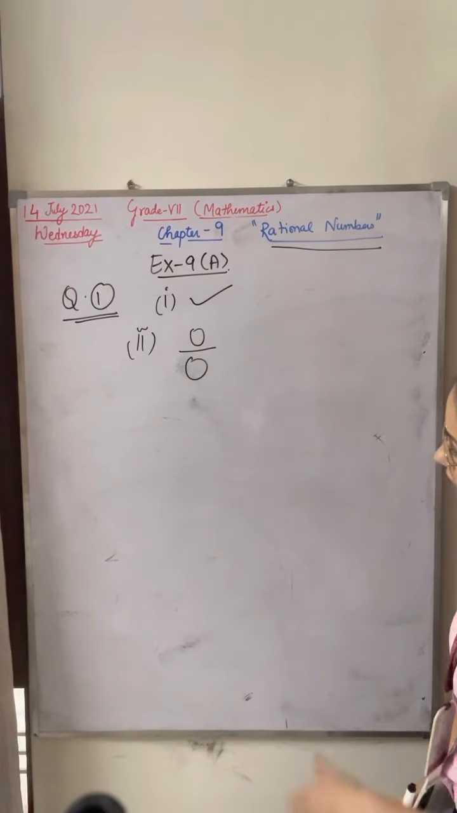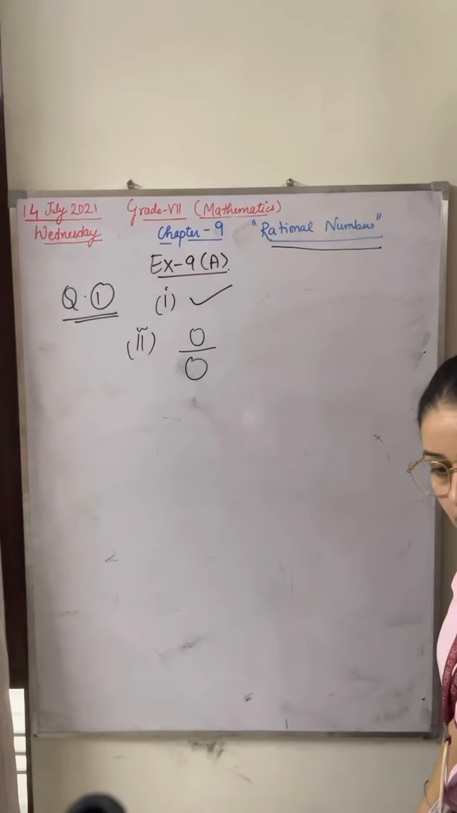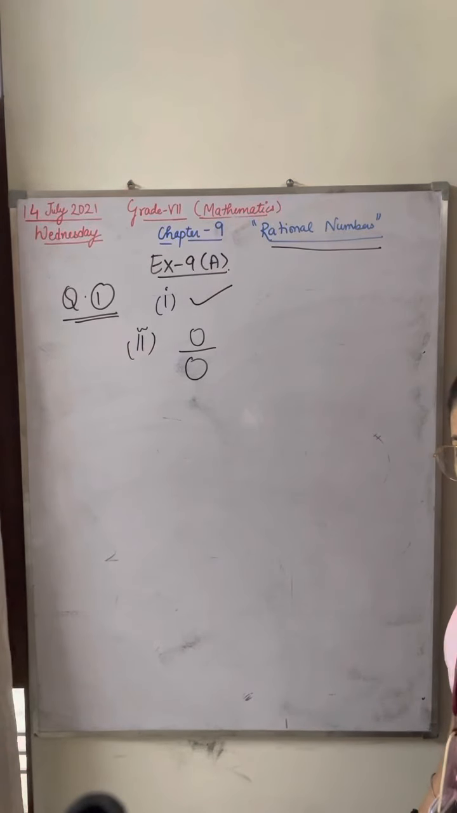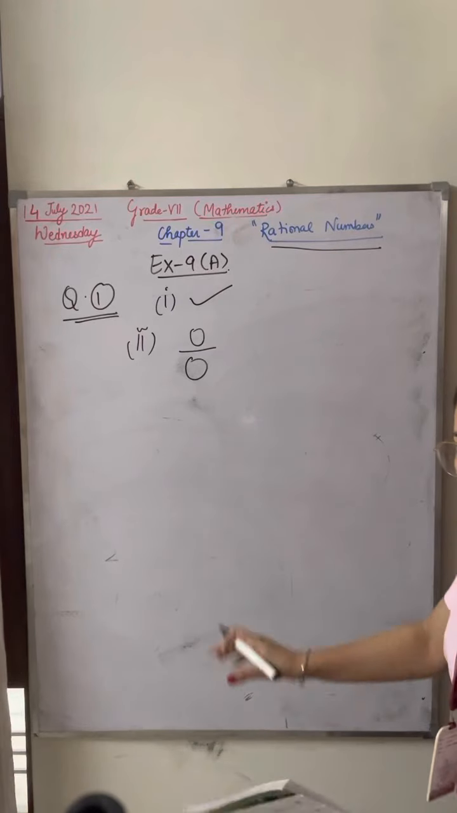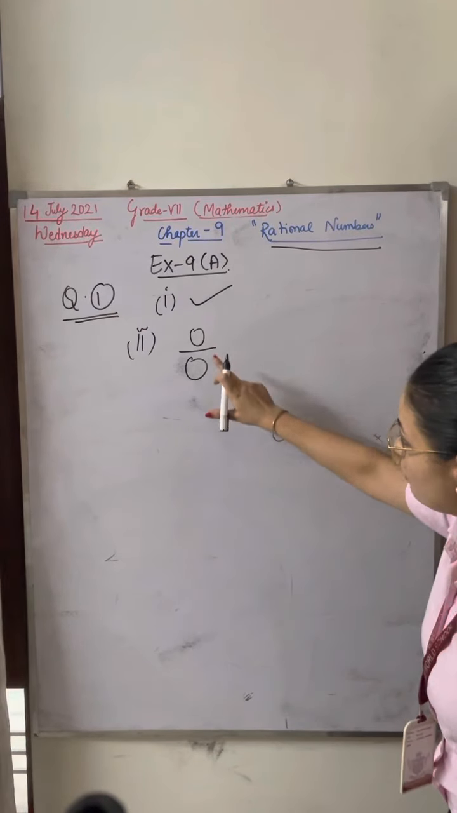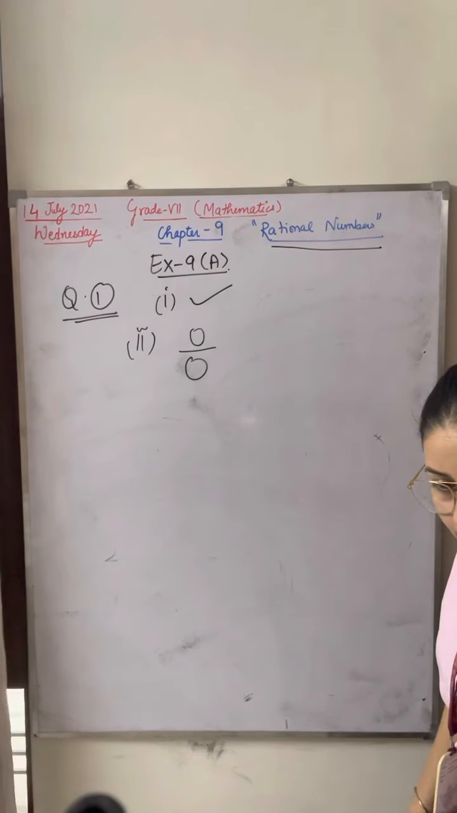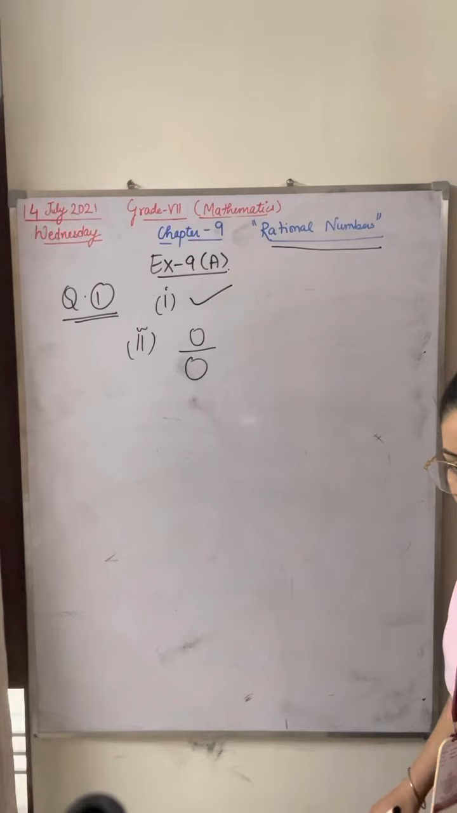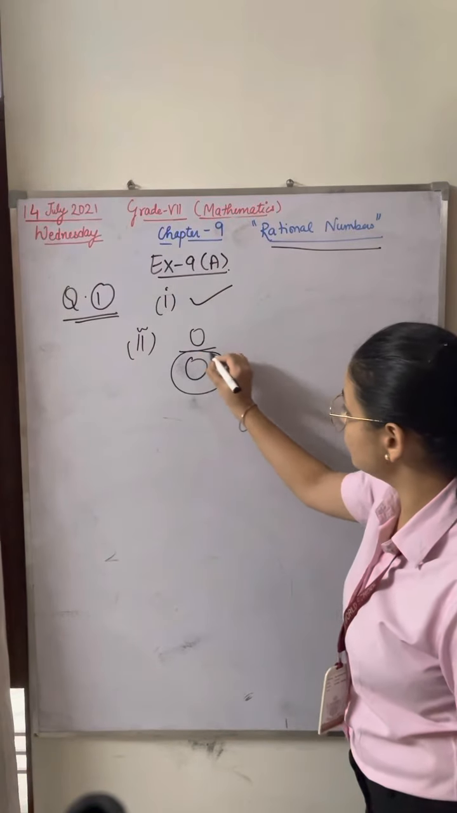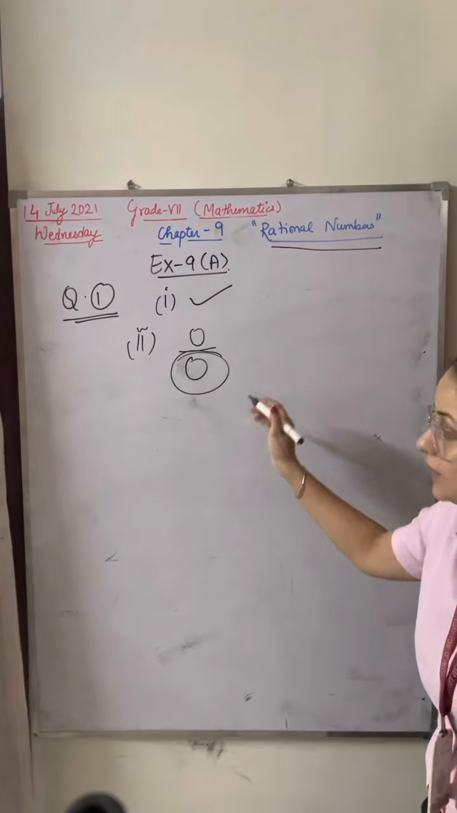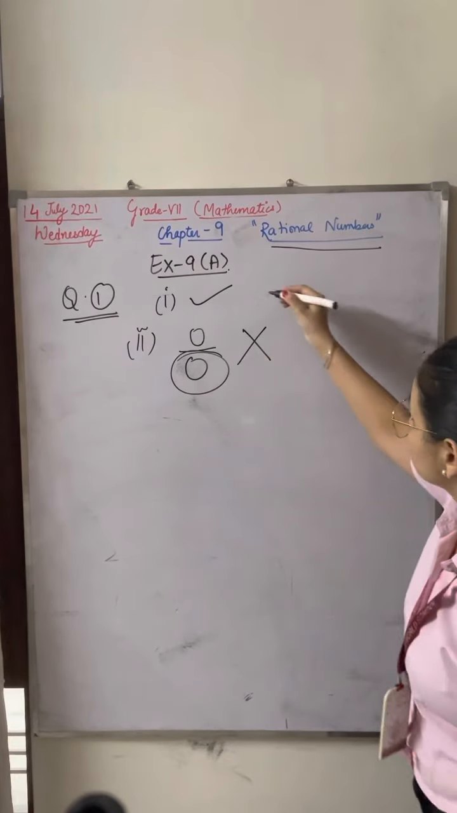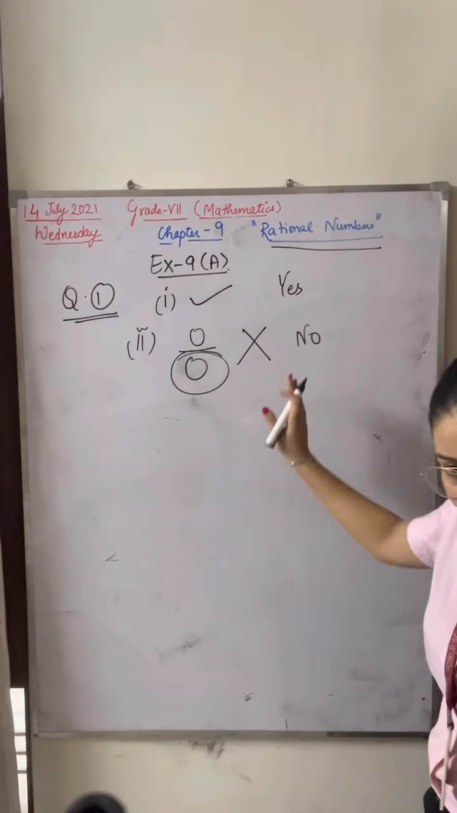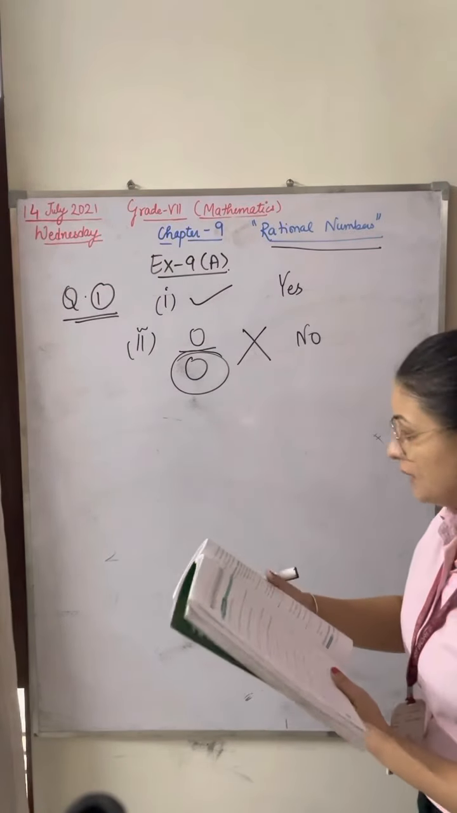Now please tell me, is 0 by 0 a rational number? Very good. Why? Because the denominator is 0. The denominator should not be 0. That is not a rational number. So you can write here no. Clear everyone? Okay. Now third part.